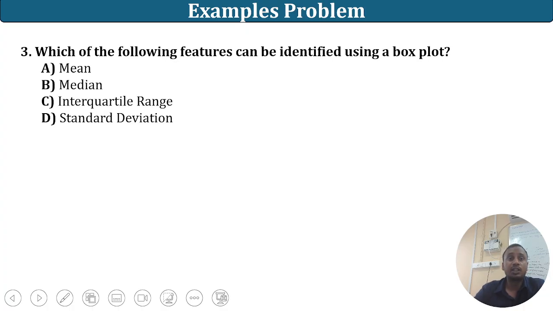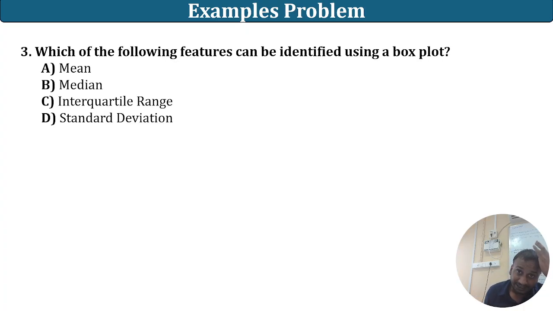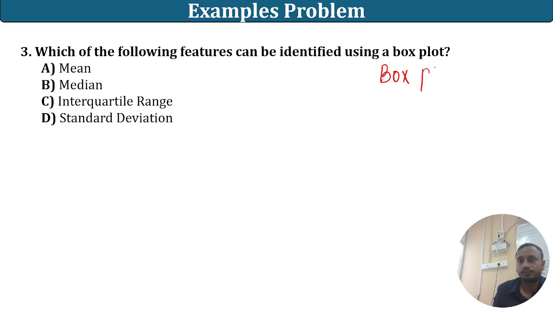Then we have a third question. Which of the following features can be identified using the box plot? Can anyone tell? If you see the box plot, we have the five point summary.